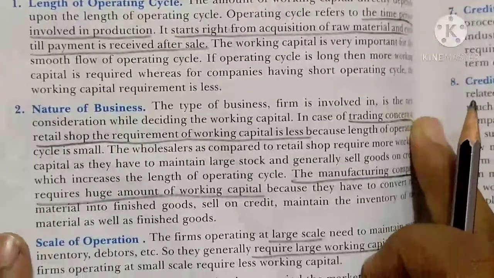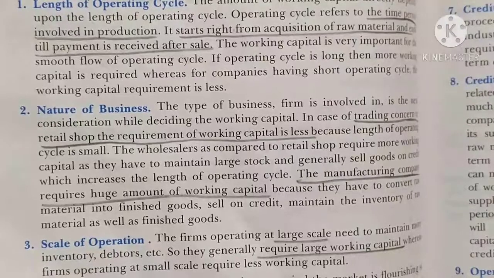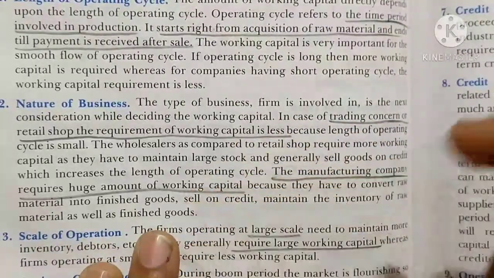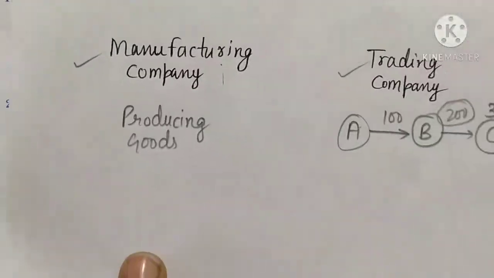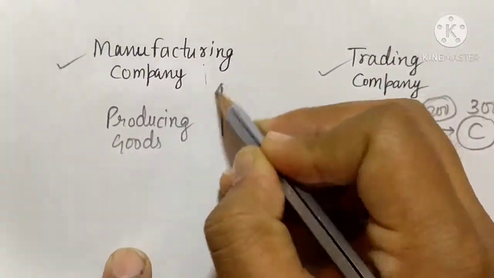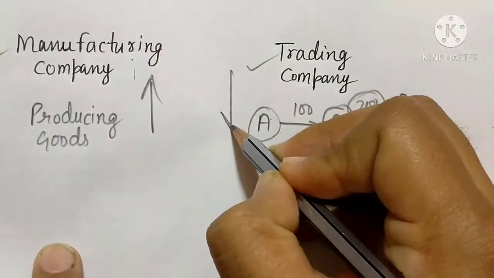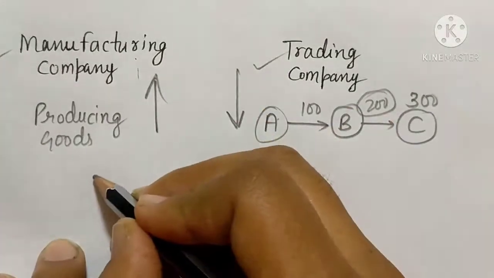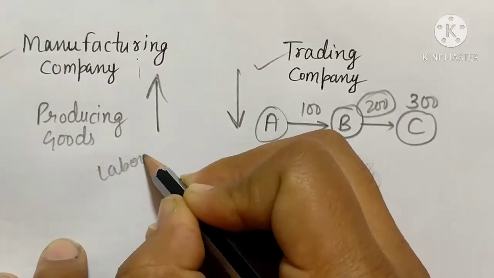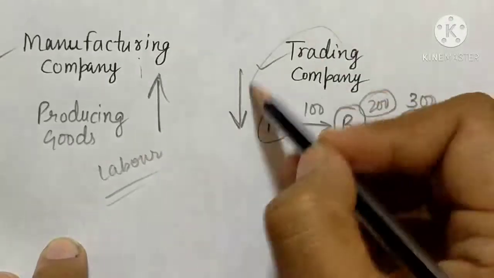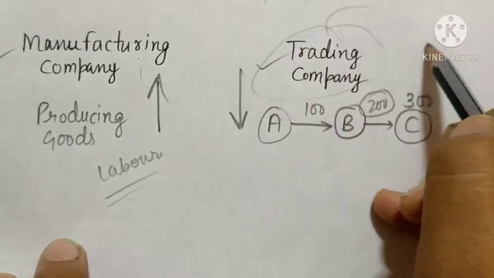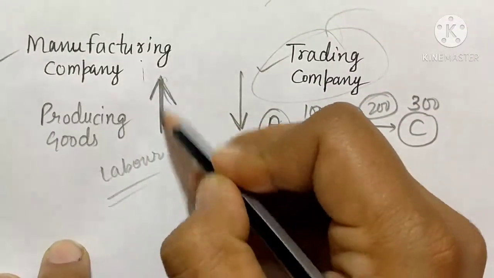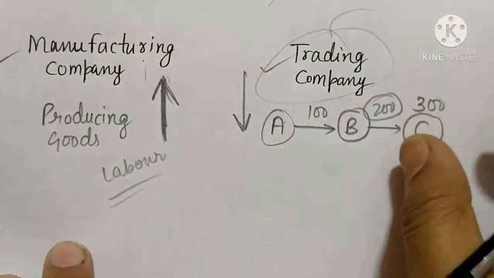Next is nature of business, which we have discussed in our previous one also, fixed capital also, where we talked about manufacturing company and trading company. A manufacturing company needs more working capital, and a trading company needs less working capital. Why? Because a manufacturing company has to pay for labors, their salaries, and many more things. In a trading company they are directly purchasing and then directly selling it, so there they need less working capital. So a manufacturing company needs more working capital compared to a trading company.